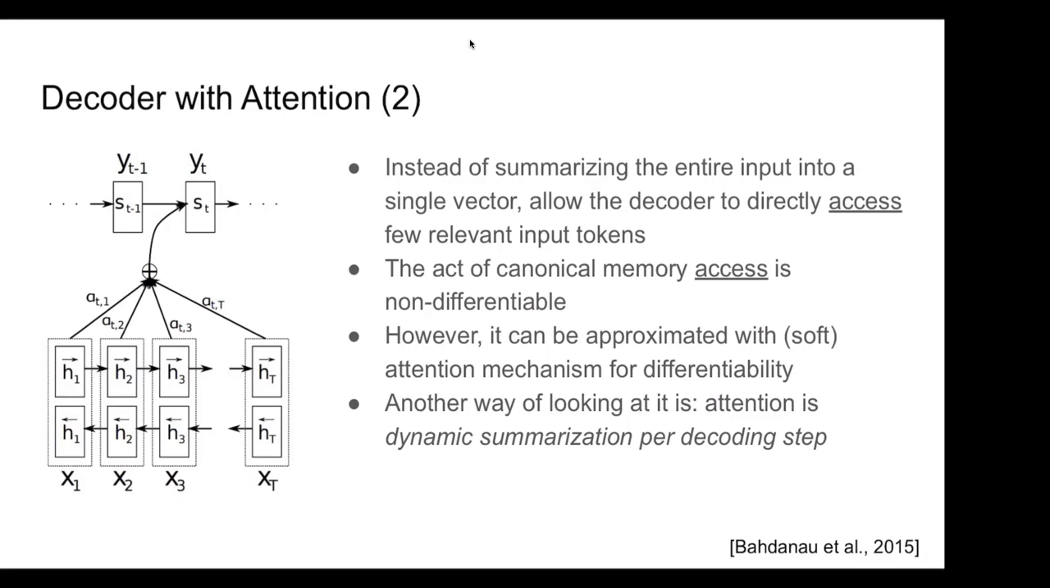And that's why they're basically the same thing. You can also think of this as a memory access. If you think of the input vectors as the memory, then you basically choose which vector to retrieve. But the canonical memory access is non-differentiable, so you have to use the softmax to approximate the attention mechanism for differentiability.